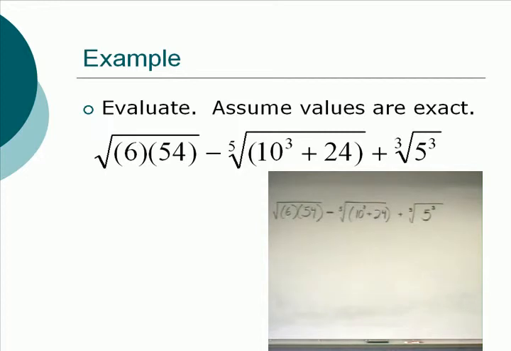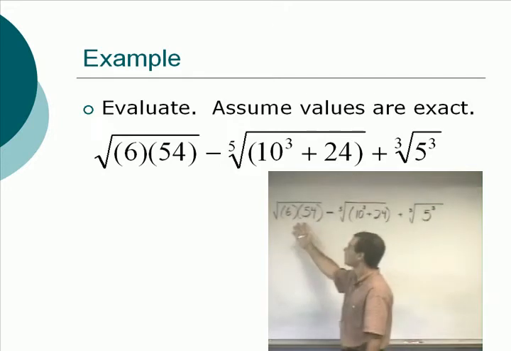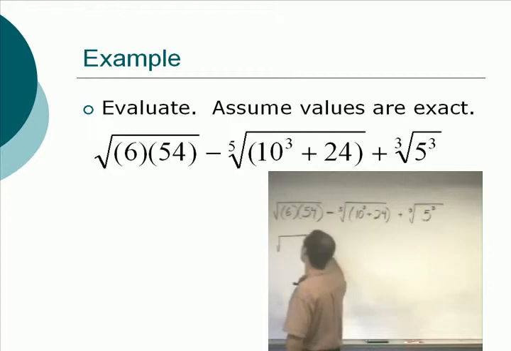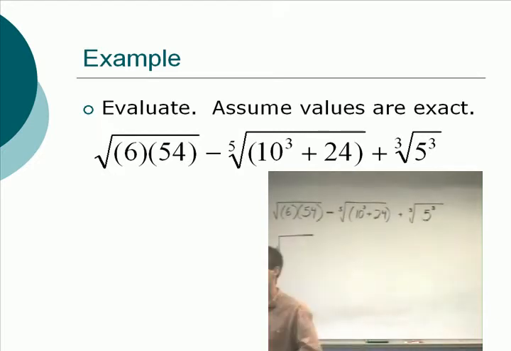So what should we do? Start with the one on the left. The square root of 6 times 54 is actually just the square root of 324.